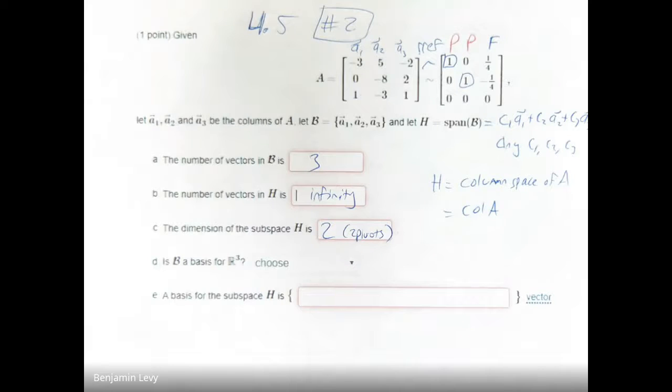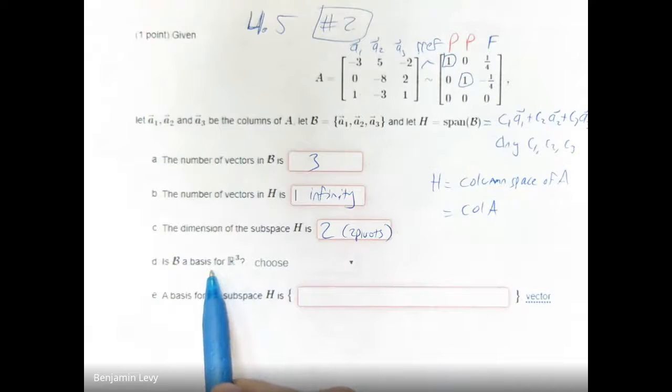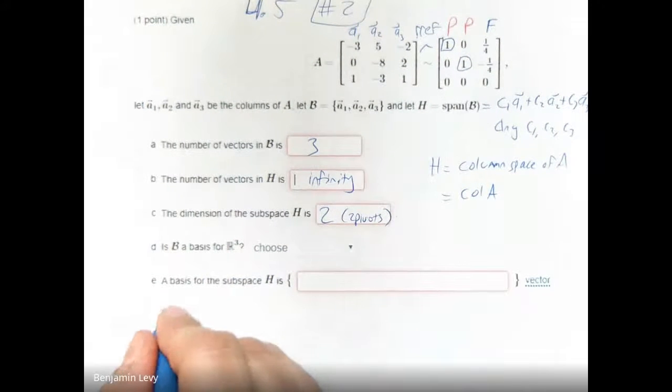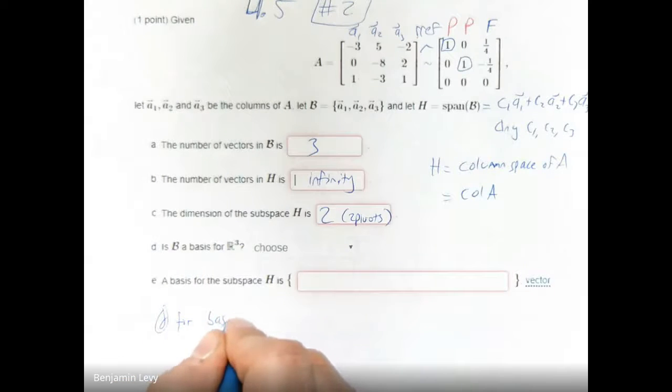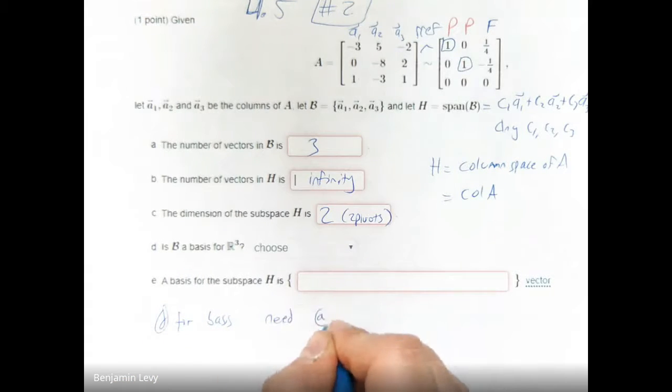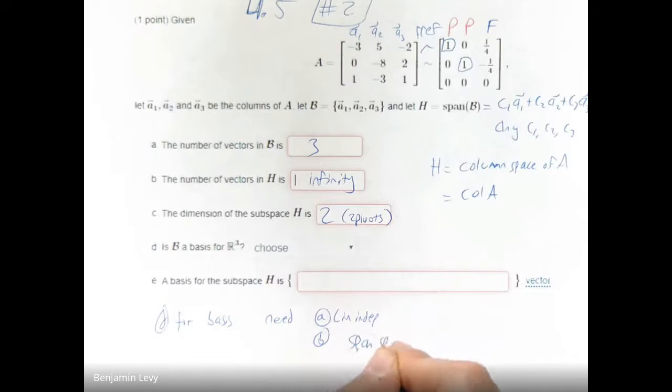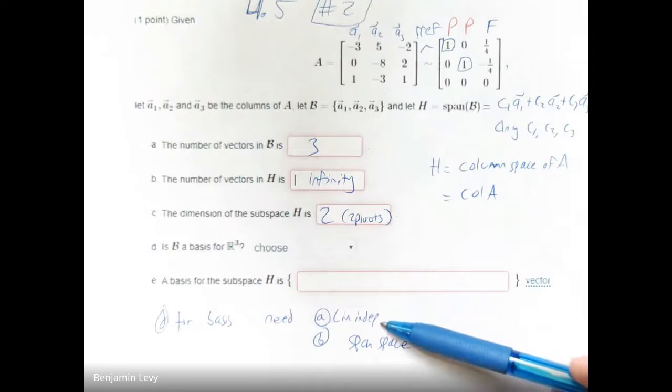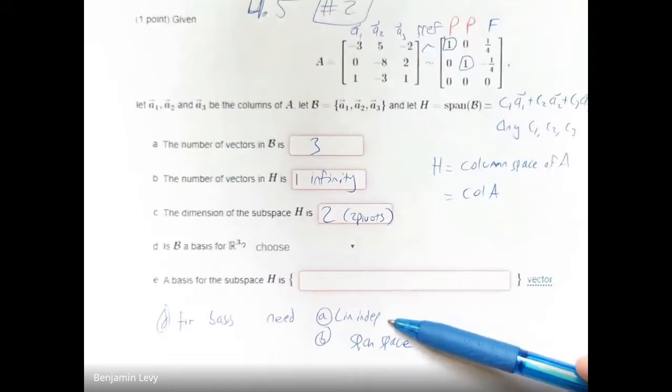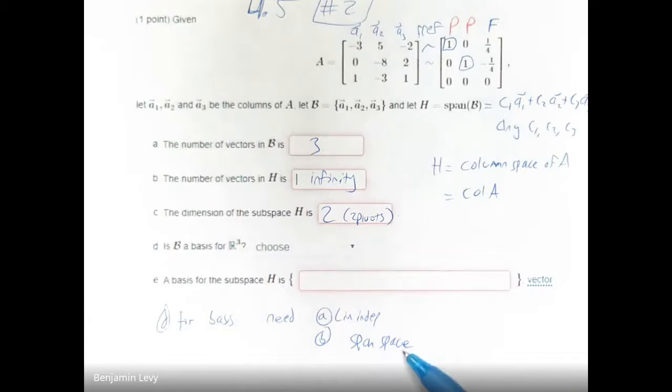Is beta a basis for R3? Well, in order for it to be a basis, let me write this down here. For a basis, I just said this a second ago, but what we need is A, linear independence, and B, we need them to span the space. And since this is a square matrix, in both cases, that would mean that there's no free variables, right? If we have linear independence, that means that the solution to the homogeneous equation is the trivial solution. And if we wanted to span the space, we need a pivot in each row. And so both of these things, since we have a 3 by 3 matrix, means that there would be no free variables.